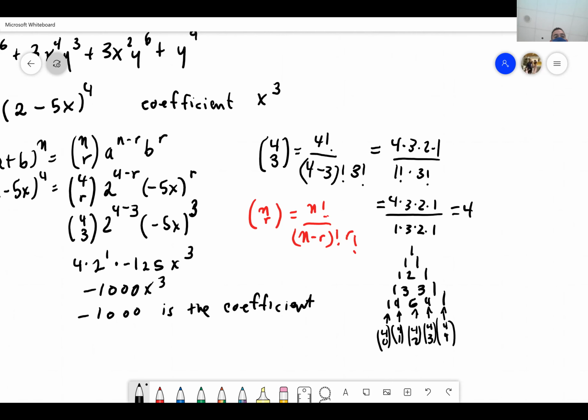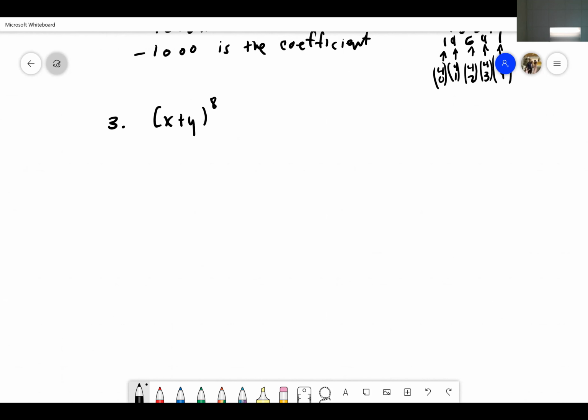So number 3 says expand x plus y to the 8th. I mean, this feels like a question that's just going to take so much time to do. But you could do this easily. You could write it all out. I don't care how you do it. Just, you know that the highest power of x there, because it's really straightforward, is going to be to the 8th power.